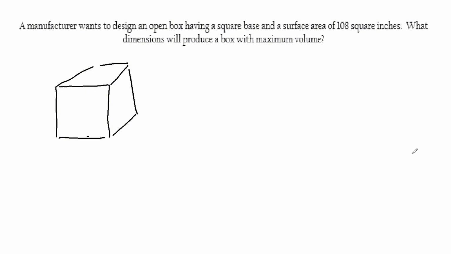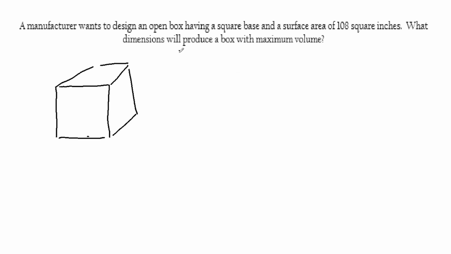So this question, and excuse the kind of low quality text up here, tells us that a manufacturer wants to design an open box having a square base and a surface area of 108 square inches. And it asks, what dimensions will produce a box with maximum volume? So the first step in these problems is to figure out what you have to do and to set up an equation for maximizing or minimizing that parameter.